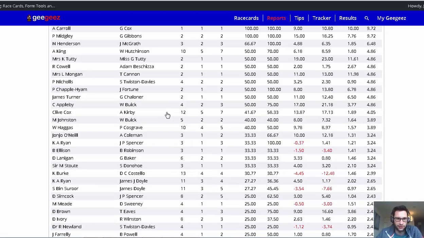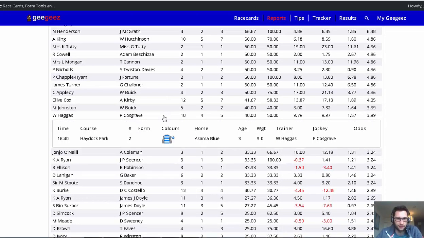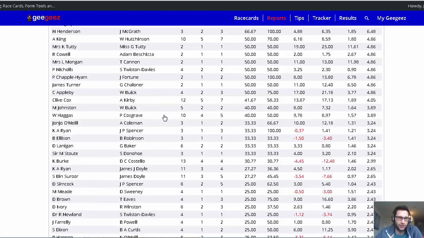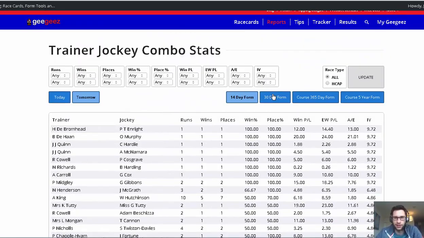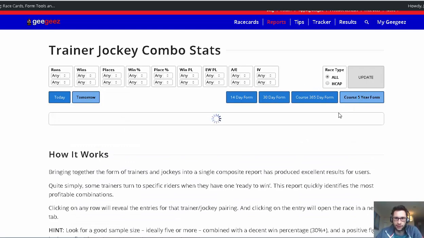So that indicates that the trainer's in form, the jockey's riding well. That's useful background information. I'd never necessarily use that as a way in, although I'm sure some people do as a starting point to find decent bets. I like looking at the course, and the last year, so the form when teaming up in the last year.